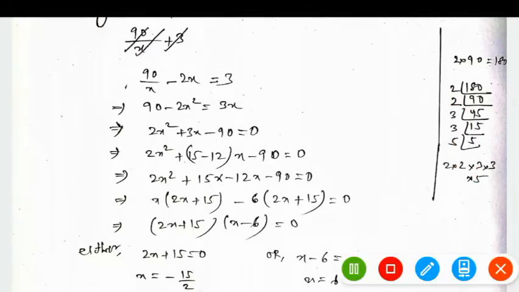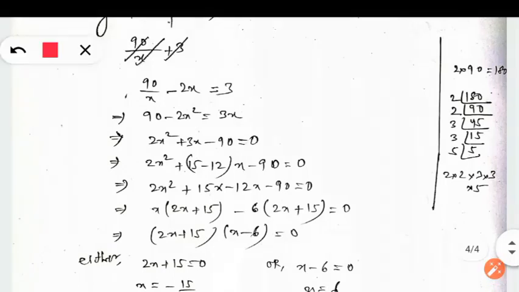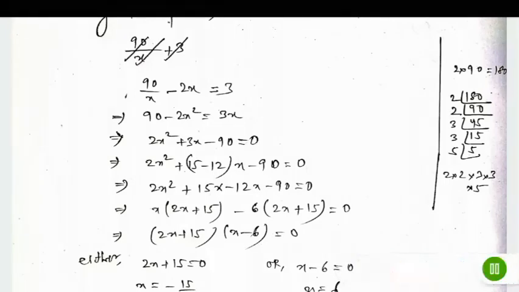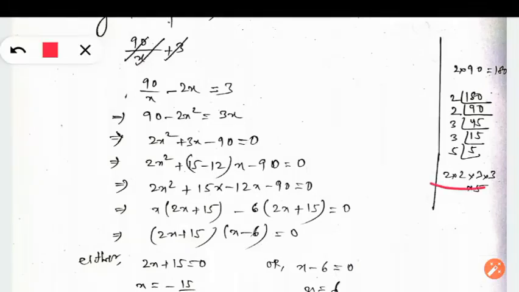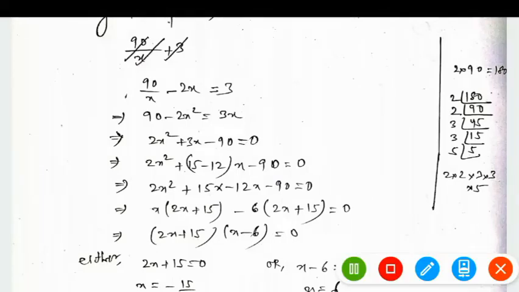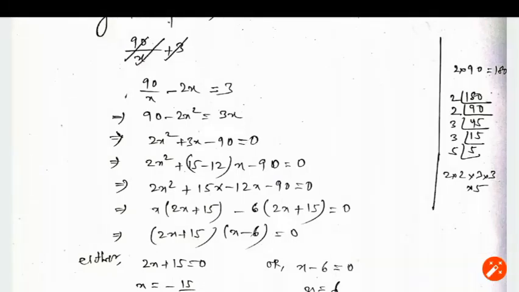Now use these factors in such a way that you need to subtract them, because minus is there, to get 3. So see, 2 4s are 8... 4 3s are 12, 5 3s are 15. So 15 minus 12 gives you 3. Okay, so I got this.